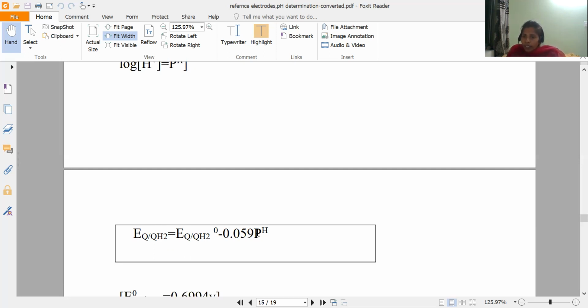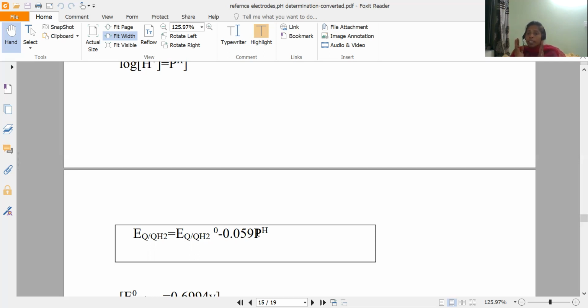Now what do we need? We need another electrode to construct the cell. How are we constructing the cell? By using two electrodes, anode and cathode. Already we have one electrode. What is that electrode? The quinhydrone electrode. And we need another electrode to find the pH value.